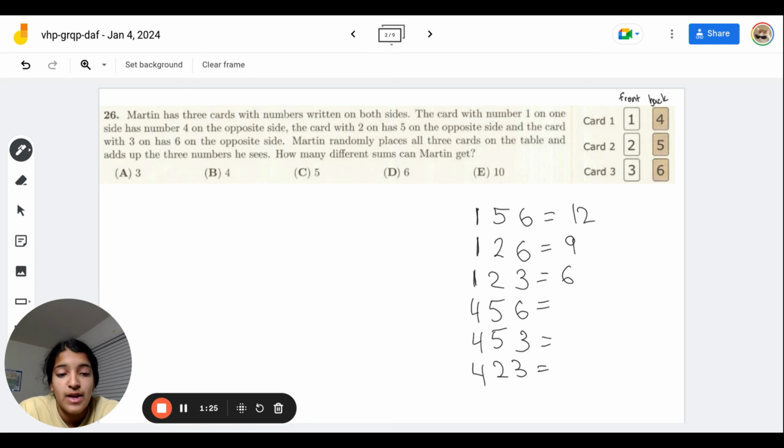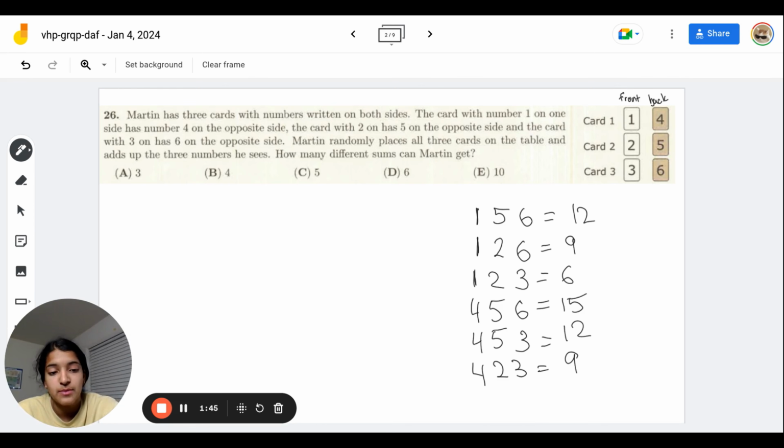6 plus 5 is 11, plus 4 is 15, I believe. Yep. And 3 plus 5, 8. 8 plus 4, 12. And then 3 plus 2, 5. 5 plus 4 is 9.